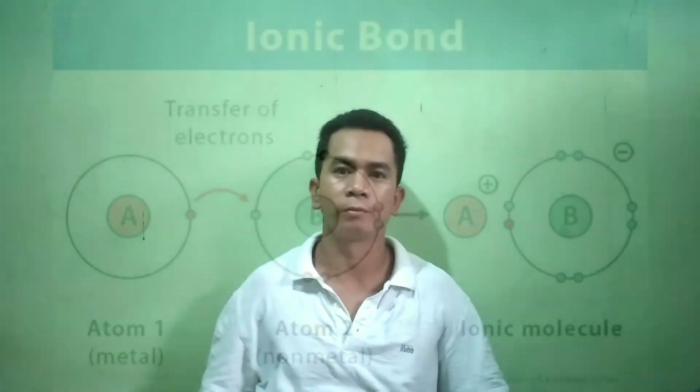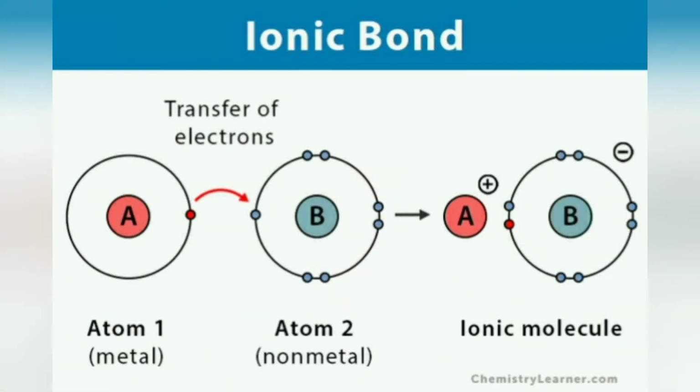Content. Ionic bond and covalent bond. So, what is ionic bond and what is covalent bond? Ionic bonding is a type of chemical bonding that involves the electrostatic attraction between oppositely charged ions or between two atoms with sharply different electronegativities and is the primary interaction occurring in ionic compounds. It is one of the main types of bonding along with covalent bonding and metallic bonding.